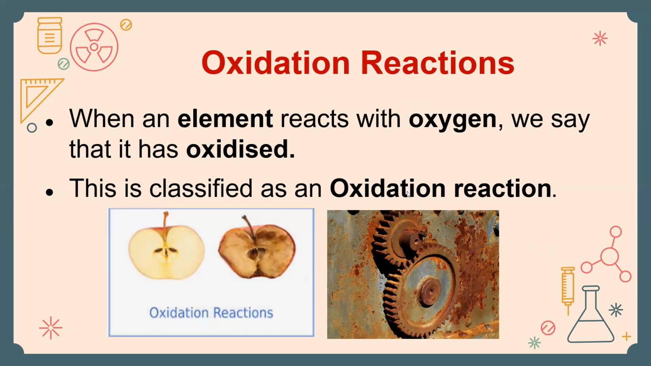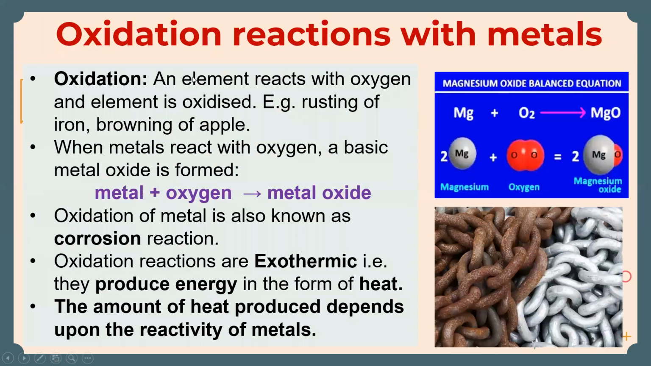So if we look at the next slide, it's kind of a repetition of what we just went through with those two examples. But we also need to remember what an oxidation reaction looks like in terms of the formula. Okay, generally when we have a metal, could be any metal, could be magnesium, could be iron, whatever it is, plus oxygen gives us the metal oxide.